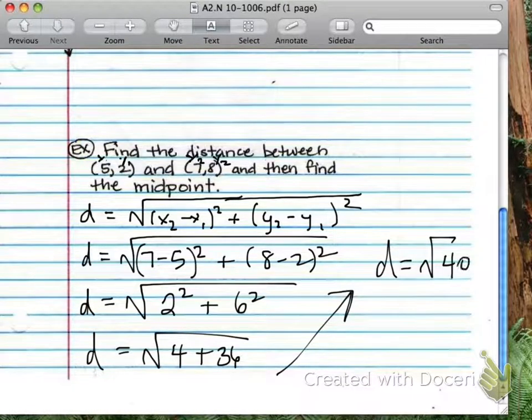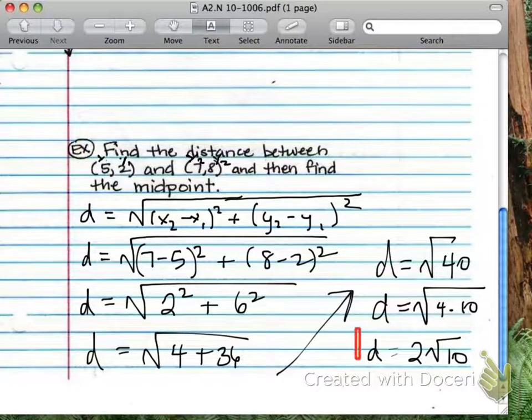Am I done? Yes. No! I can simplify the radical. It's 4 and 10. Okay, it's 4 times 10, right? So d equals 2 square roots of 10. Lovely. Great job. Any questions?